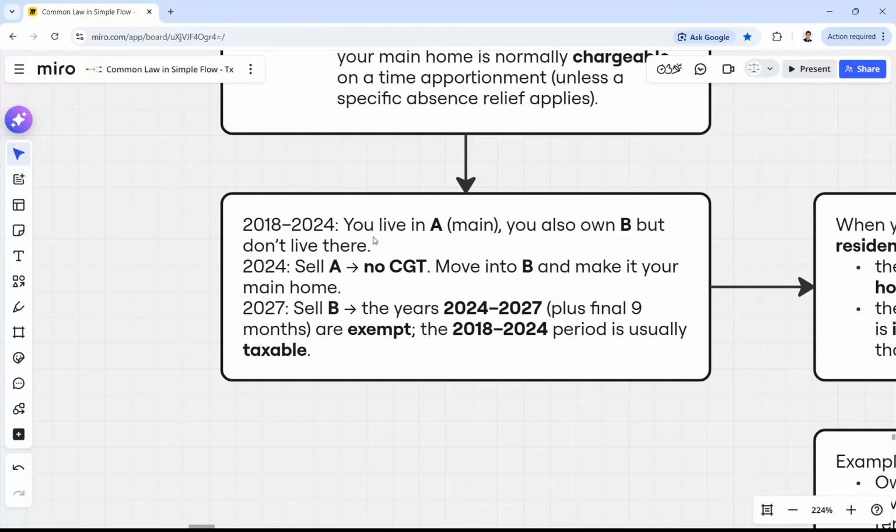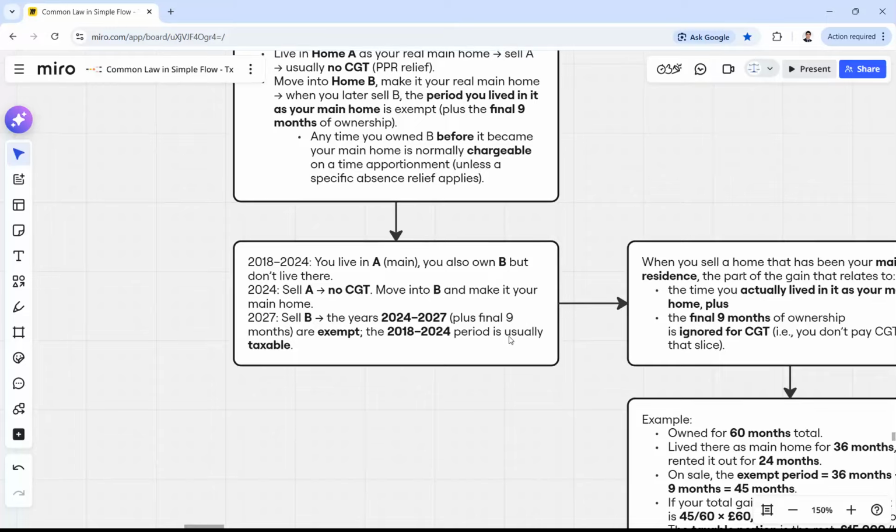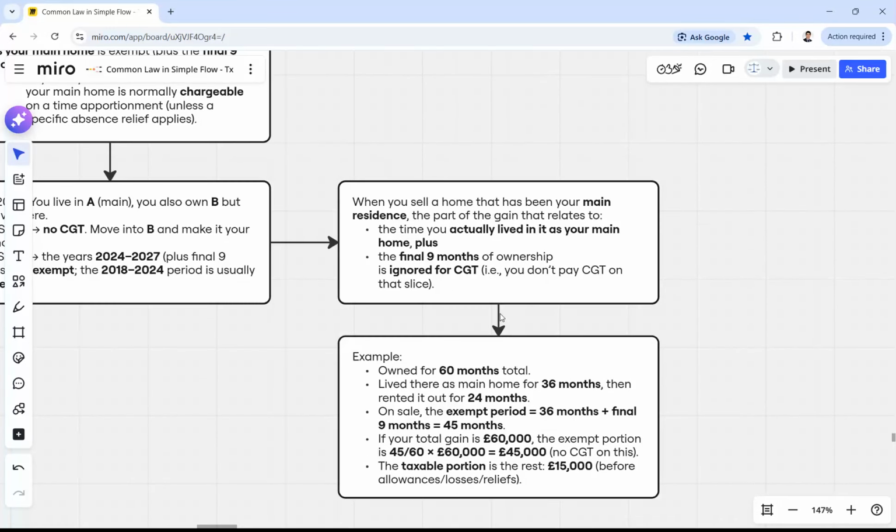From 2018 to 2024, you live in A, your main house. You also own B, but don't live there. In 2024, you sell A. No capital gains tax will apply. You move into B and make it your main home. In 2027, you sell B. The years 2024 to 2026 plus the final 9 extra months are exempt, and the 2018 to 2024 period is usually taxable. So exactly what I have said. The period that you didn't live in your house will not count as free of tax.